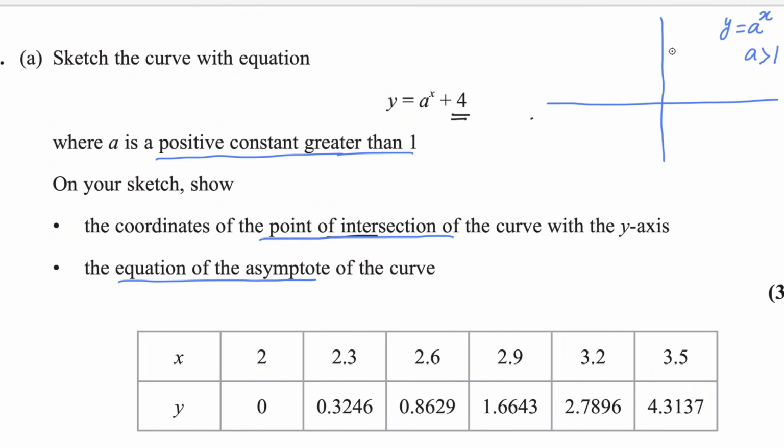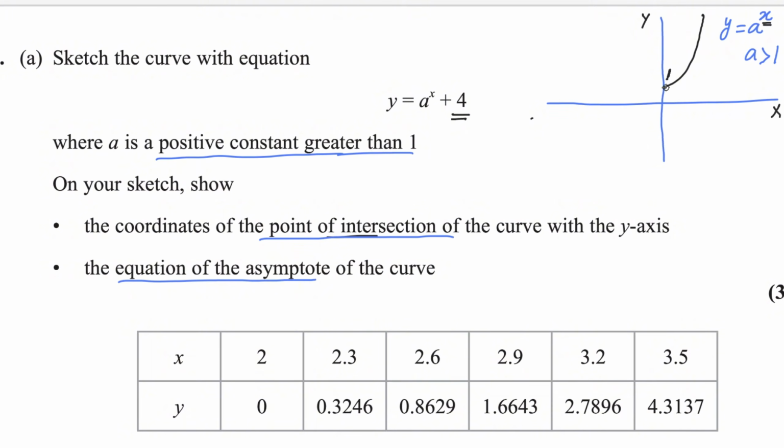Let me use a different color here. With the increase of x values, this is the x-axis and this is the y-axis, and the value of y also increases. It goes this way. When x equals 0, a to the power 0 will be 1, and the y-intercept will be 1 in this case.